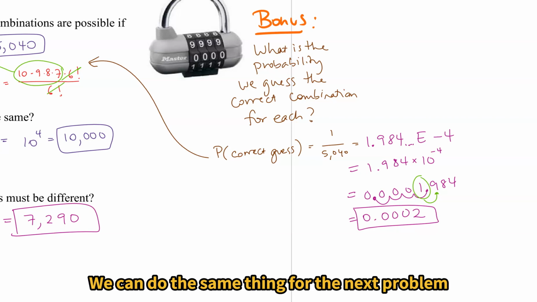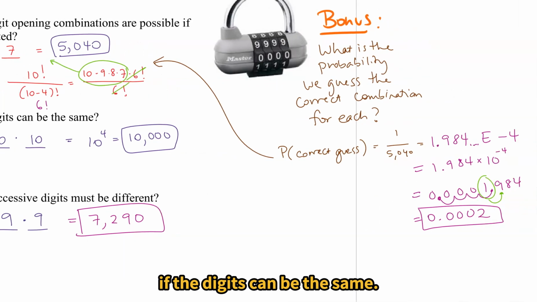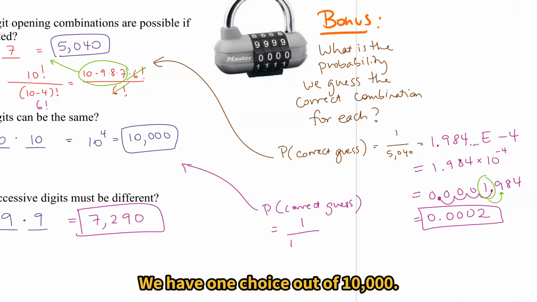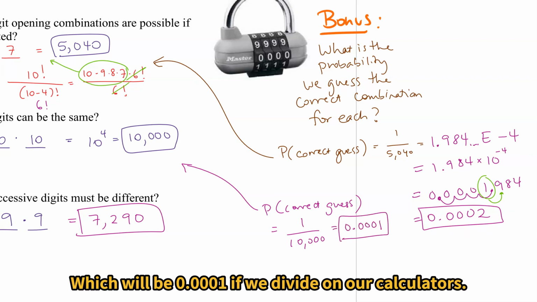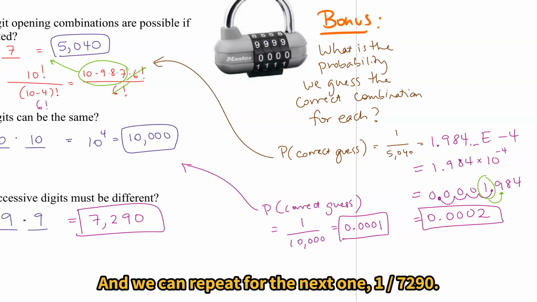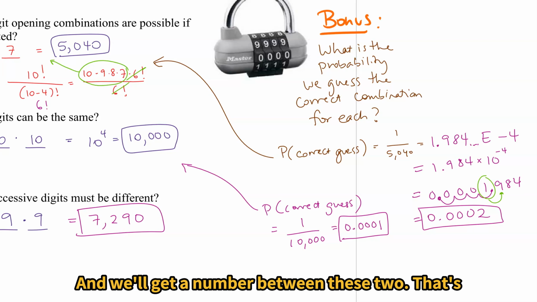We can do the same thing for the next problem. If the digits can be the same, we have one choice out of 10,000, which will be 0.0001 if we divide on our calculators. And we can repeat for the next one, 1 over 7,290. And we'll get a number between these two.